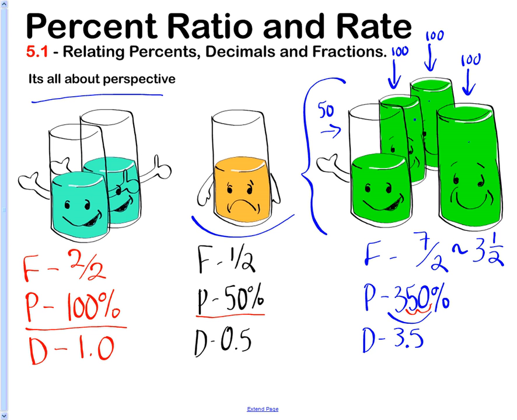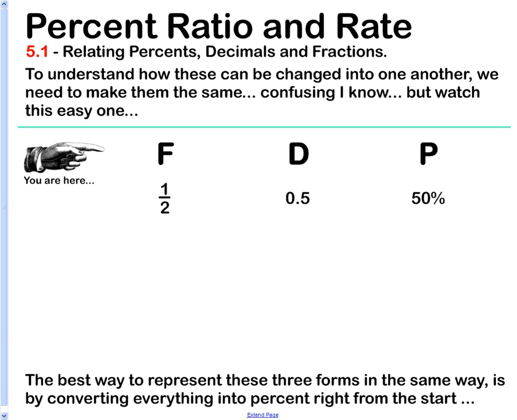Let's go through a couple examples and see if we can figure that out. So this is how we would do it with our cups of juice. If we were to go on to another example here for a practice run, we want to convert these things mathematically. We would need to do 2 things. And I would ask you to note down here at the bottom, the best way to represent these 3 forms whenever you've got them is to convert them into a percent right from the start, as soon as you possibly can. So how I would do that is the following.